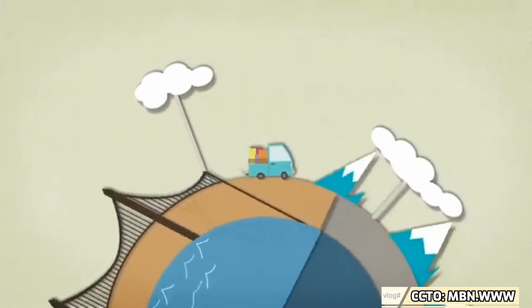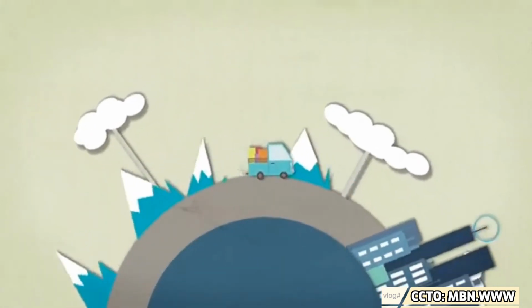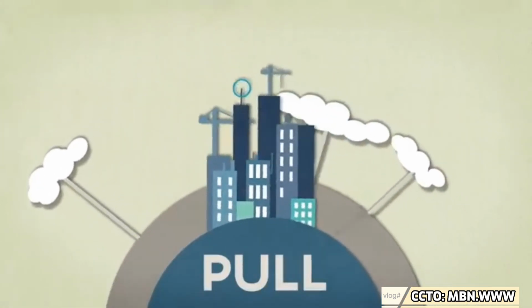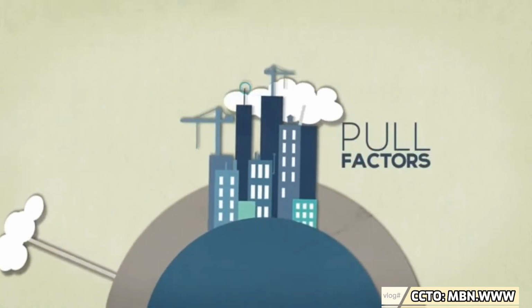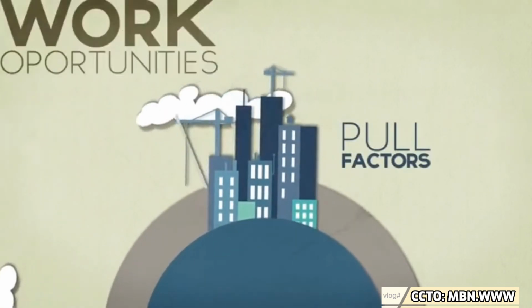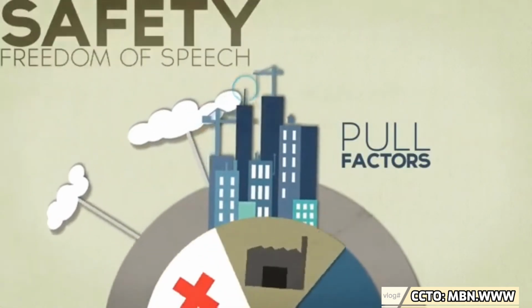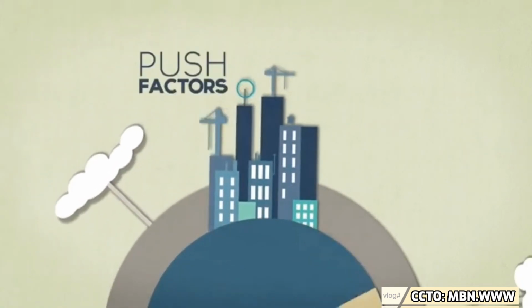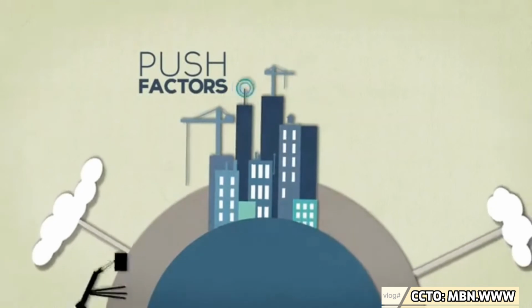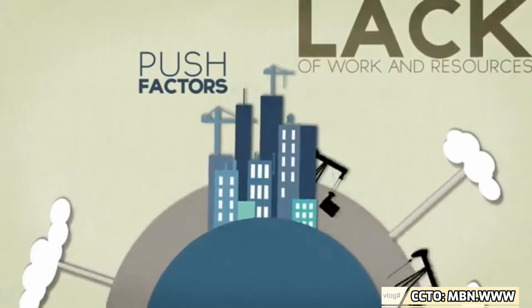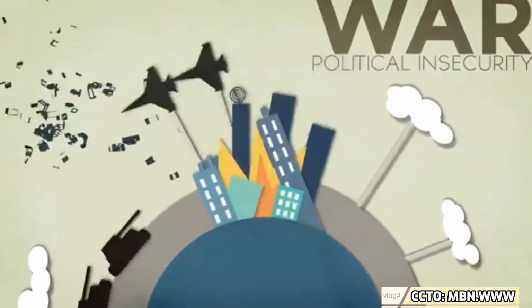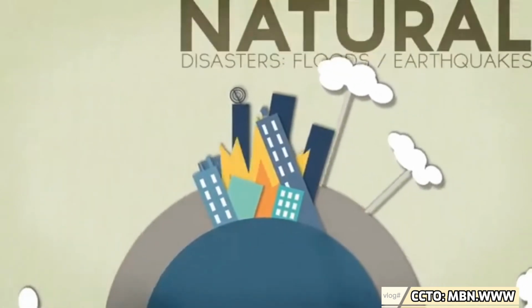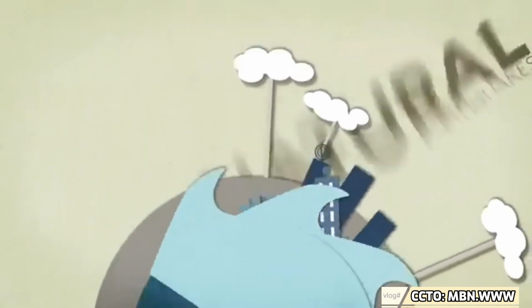There are many reasons why people migrate. These are called push and pull factors. Pull factors are reasons why people move to an area, like work opportunities, good social services, safety and freedom of speech, and the climate. Push factors are reasons why people leave their homes, like lack of work and resources, war and political insecurity, crime and social unrest, or natural disasters, like floods and earthquakes.